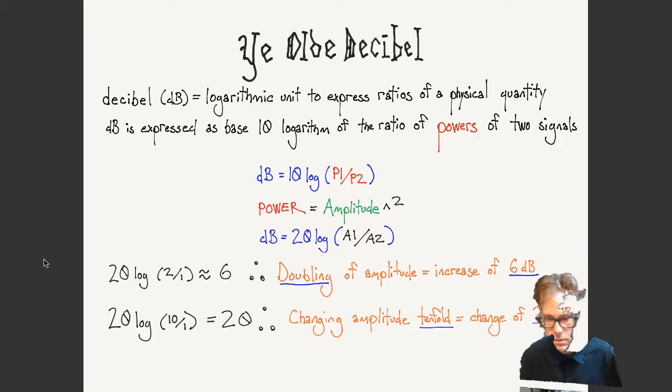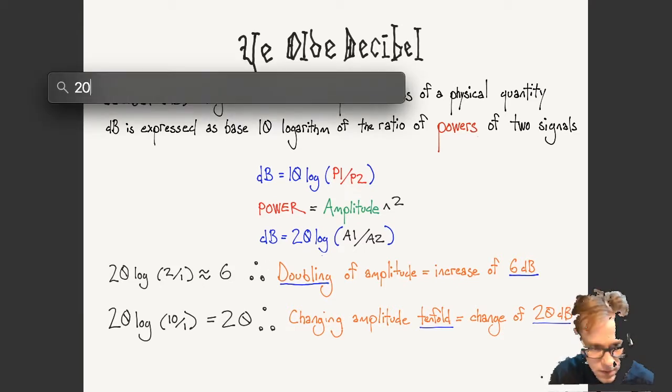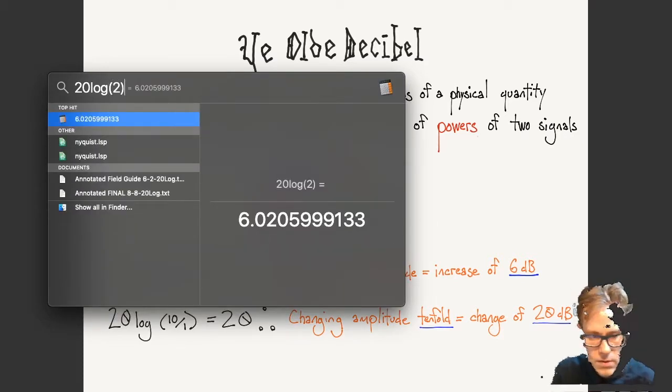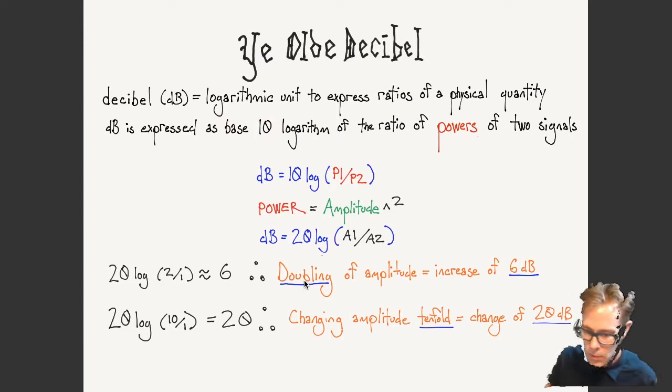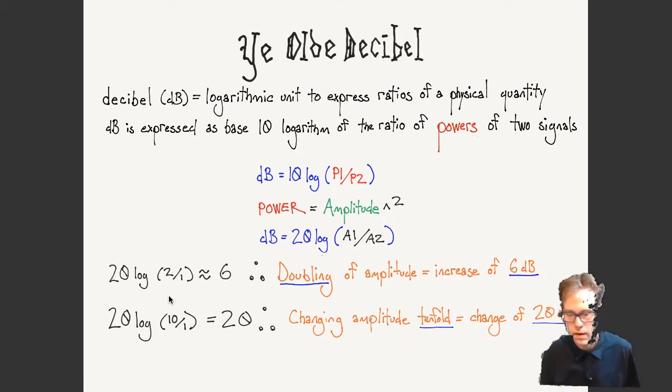Okay, so 20 times the base 10 log of 2 over 1 is roughly equal to 6. Let me actually try to do it on my computer here. Yeah, so 20 times the log of 2 gives me 6.02. So let's just call that 6. So this means that if we double the amplitude of a signal, it's going to be increased by 6 dB. Okay, so let's go back to the previous slide. Now that we understand that doubling the amplitude of something is an increase of 6 decibels.